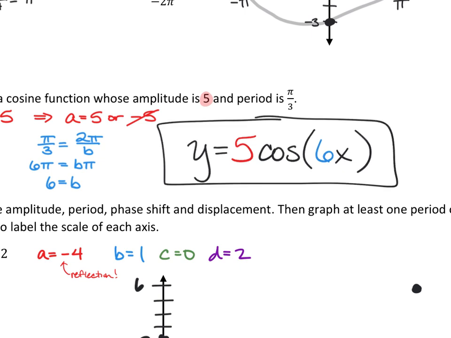Did we understand how I found the b value? We set it equal to 2 pi over b, which is the formula, and then we can solve for b. Cool? Okay, we're gonna kick it up a notch in graphing. Are you ready?